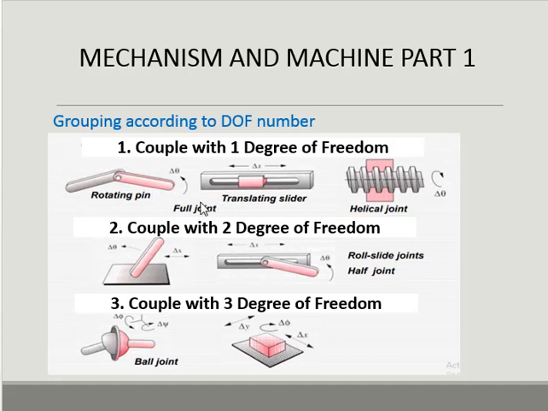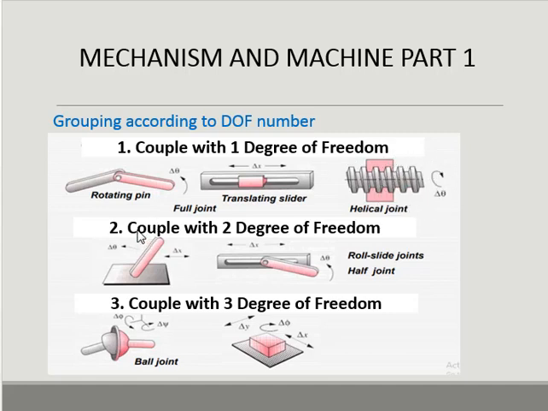And the second picture, you can look at 1 motion degree of freedom. This is a linear motion, a translating slider, for example. The third sample, or the third picture, we can look at a helical joint, which has 1 DOF, a degree of freedom with a rotation motion.